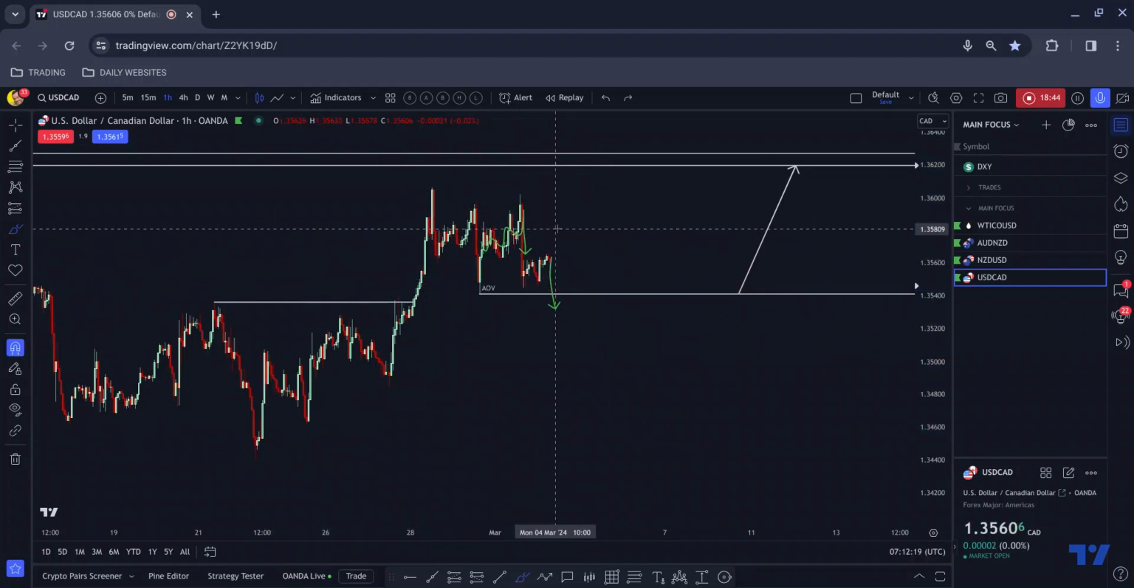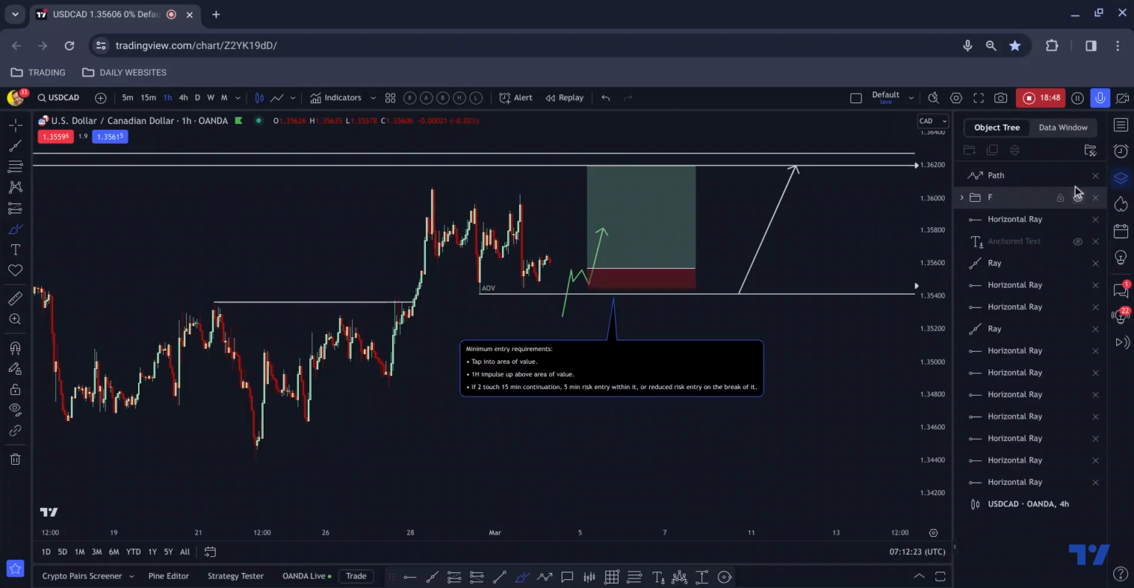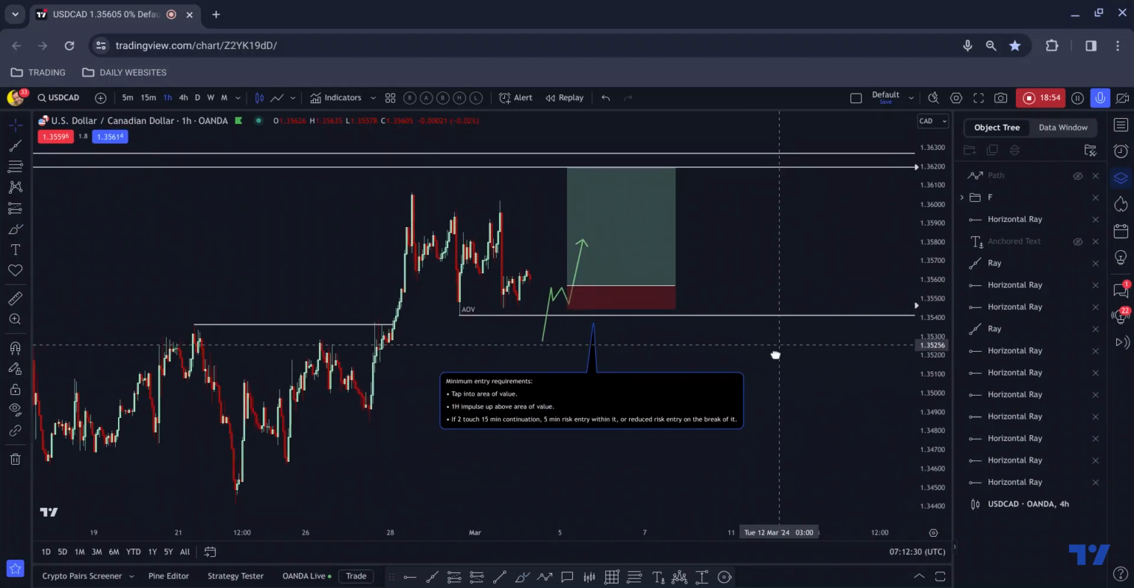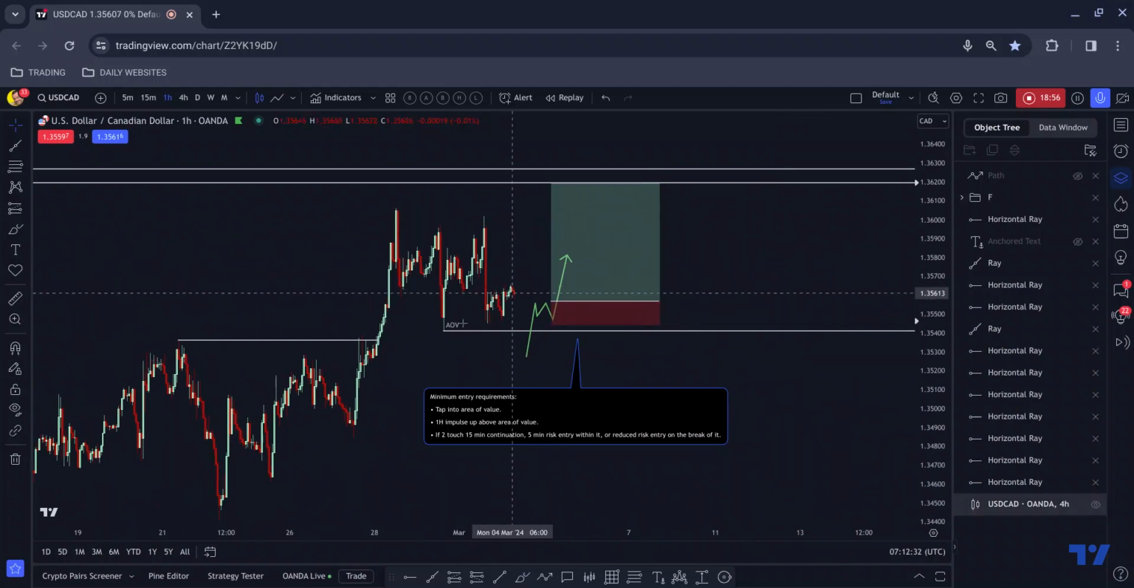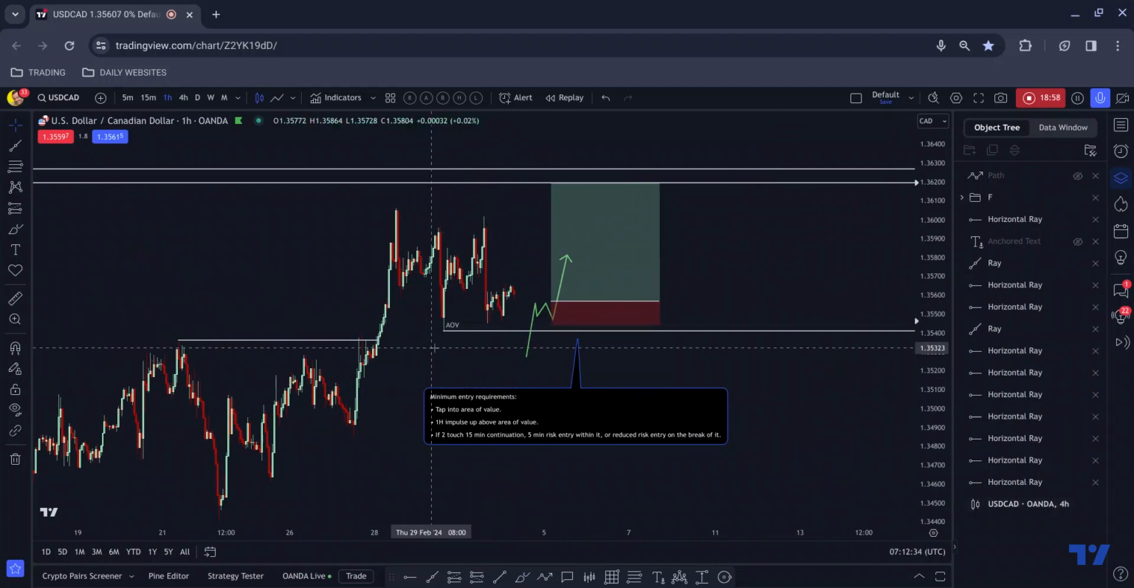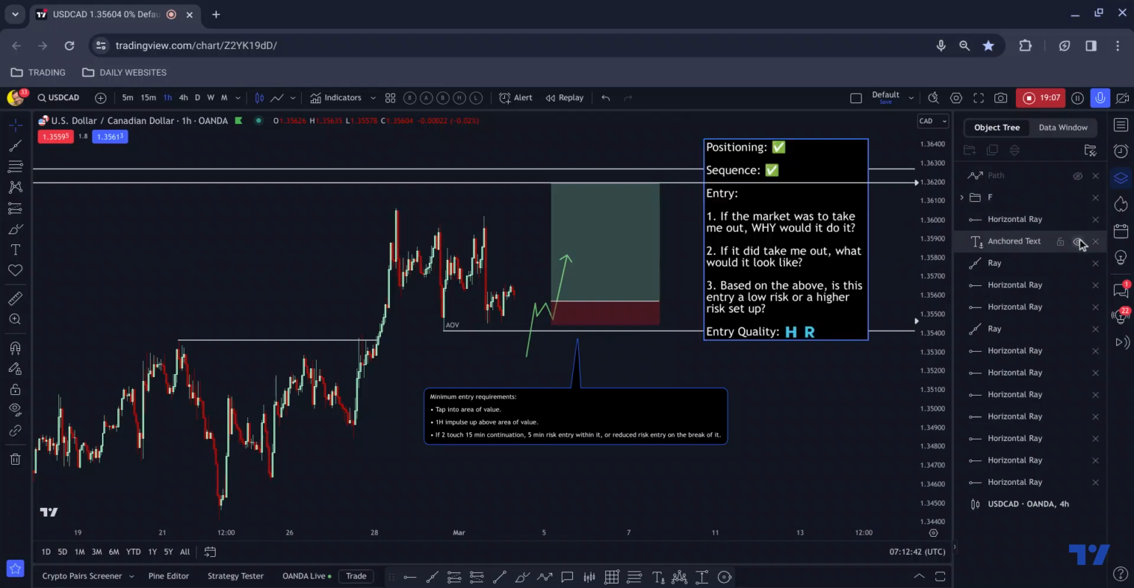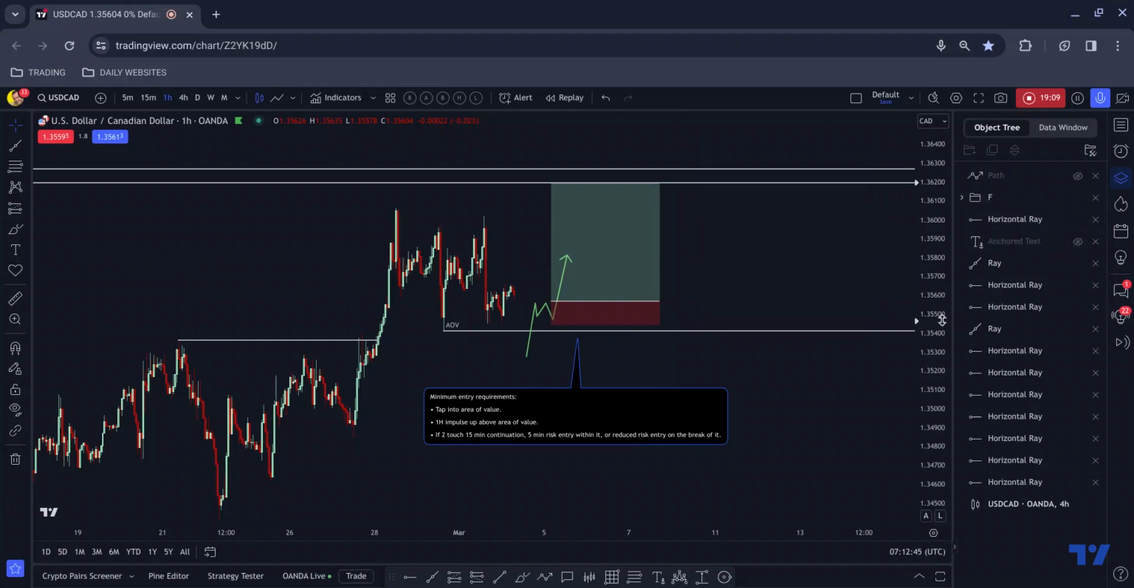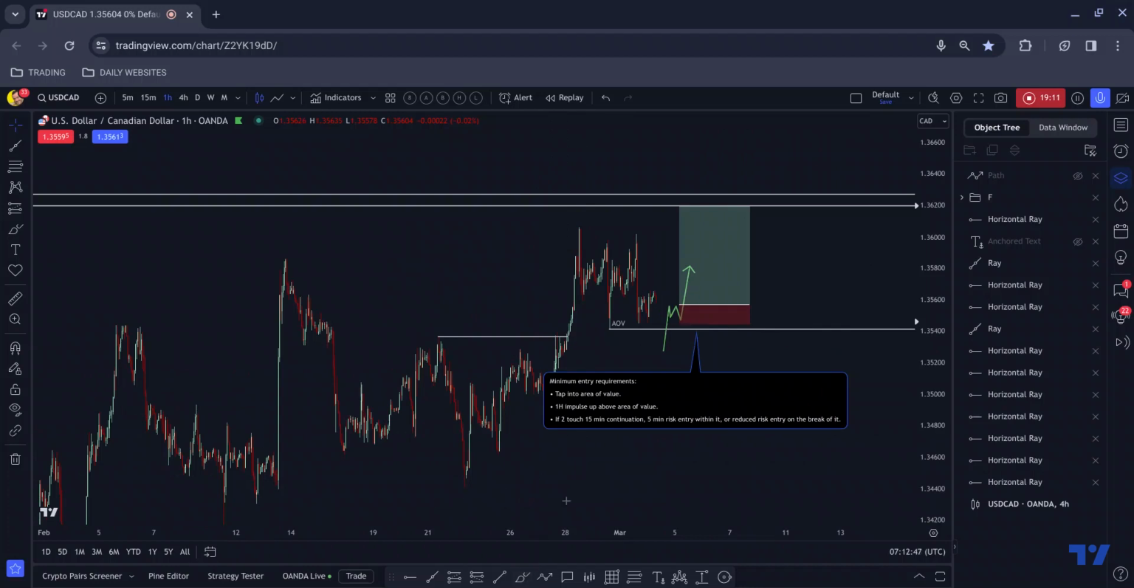Okay, with all of that in mind, what I'll be looking for from this pair is the following. I'm mindful of the fact that the longer this consolidates, the less likely it is that we'll get this entry, and the more likely this becomes a bit more complex. But what I'll be looking for is a tap below this area, tap into this area of value, followed by a 1-hour impulse up. I will not be looking for a 5-minute continuation in this instance, because this trade is slightly on the higher risk side, because we could easily just drop out.